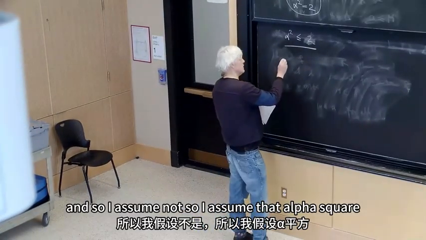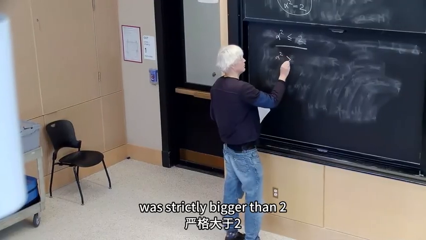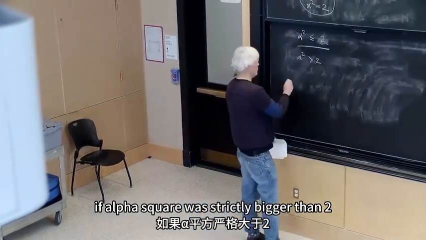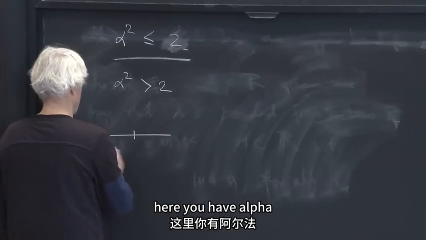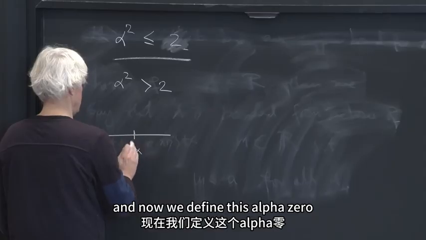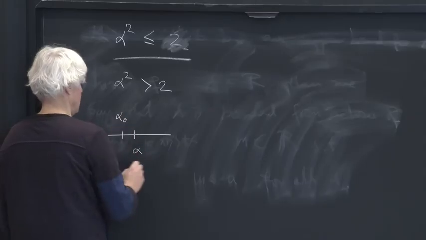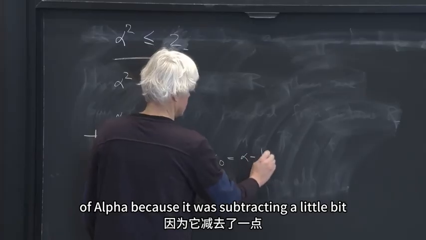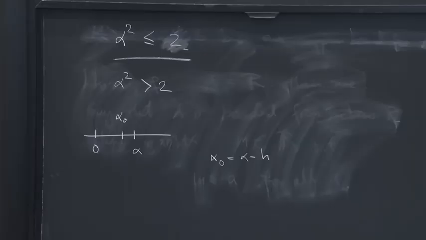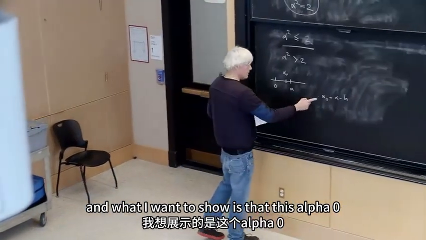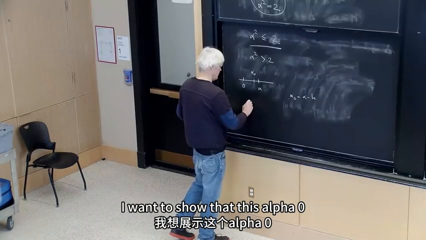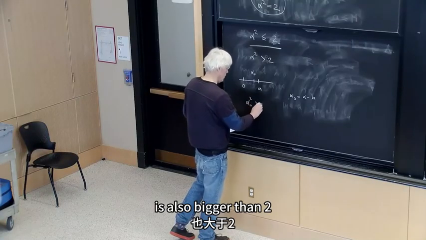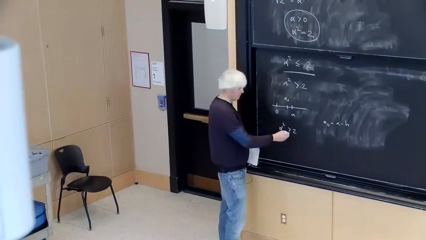And so I assume not. So I assume that alpha squared was strictly bigger than 2. Here you have 0. Here you have alpha. And now we define this alpha 0. Alpha 0 was to the left, so to speak, of alpha, because it was subtracting a little bit. And what I want to show is that this alpha 0 is also an upper bound. So I want to prove that this square here is also bigger than 2. That's what I want to prove, right?